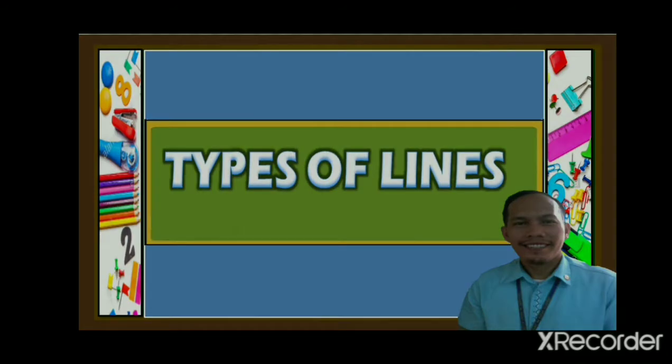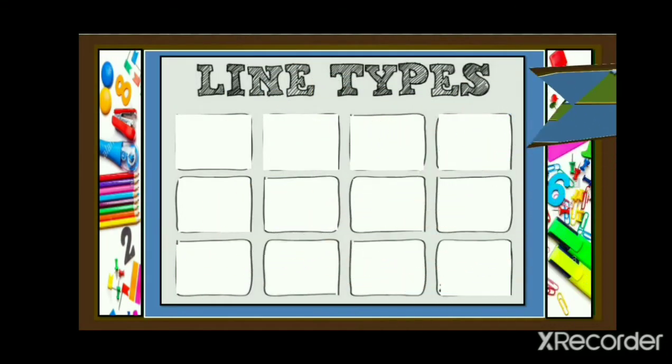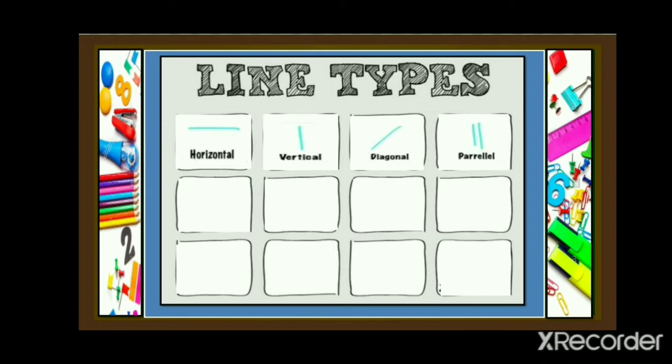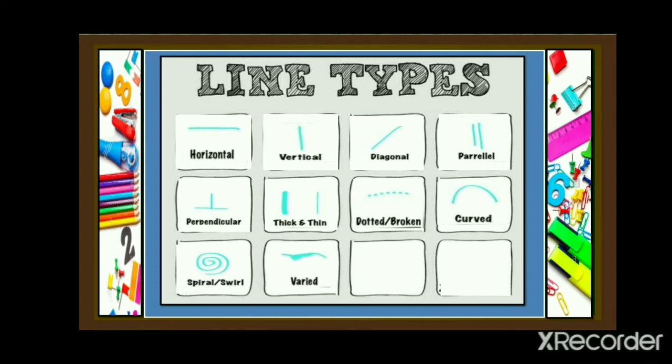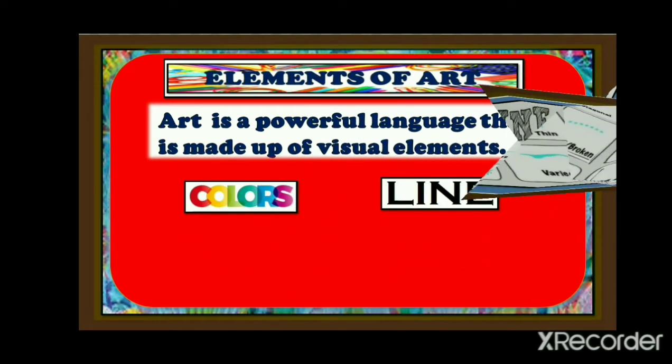What are the types of lines? Line types: we have horizontal, vertical, diagonal, parallel, perpendicular, thick and thin, the dotted and the broken, curved line, spiral or swirl, the barred, the wavy or curly, and the zigzag or the jog. Those are the types of line.